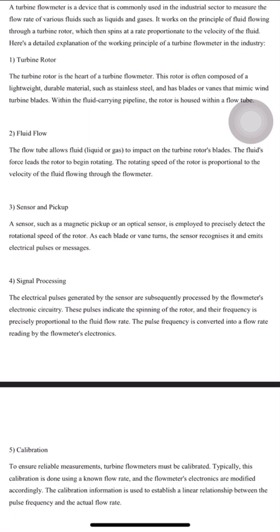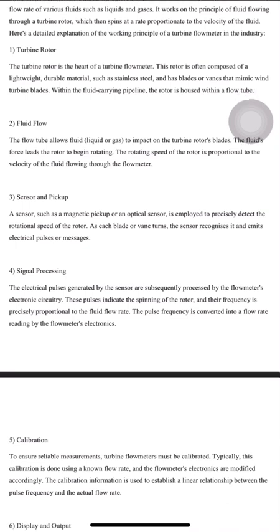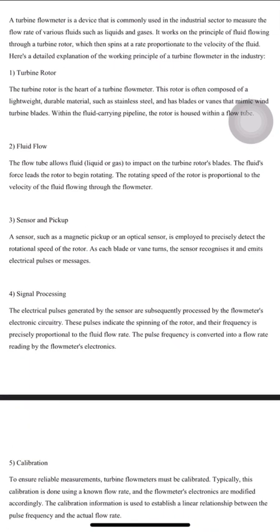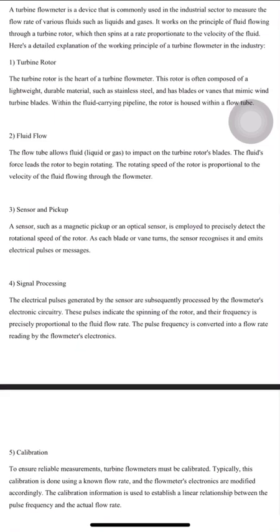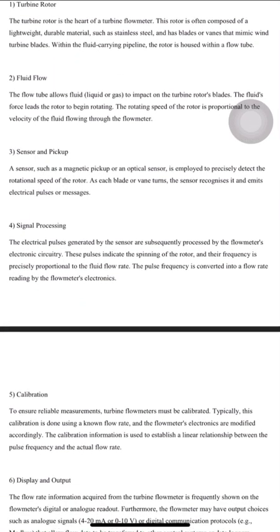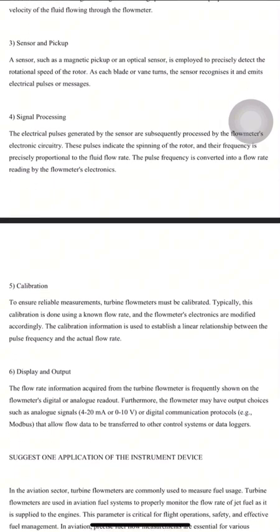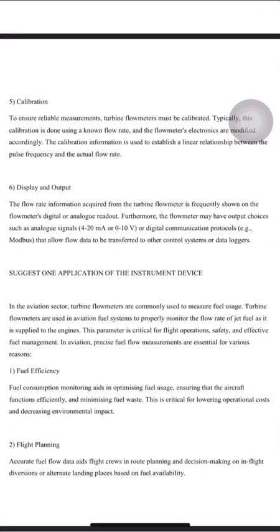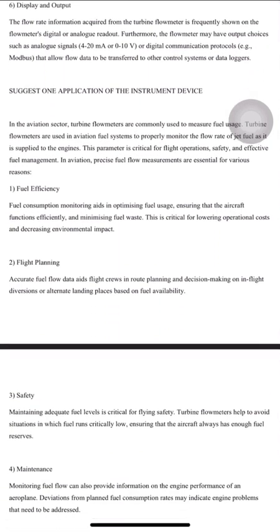The flow tube allows fluid, liquid or gas to impact on the turbine rotor blade. The fluid force leads the rotor to begin rotating. The rotating speed of the rotor is proportional to the velocity of the fluid flowing through the flowmeter. And there is more detail in the working principles such as the sensor and pickup, signal processing, calibration, and the display and output.